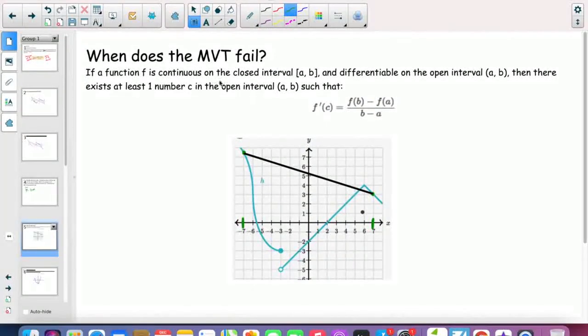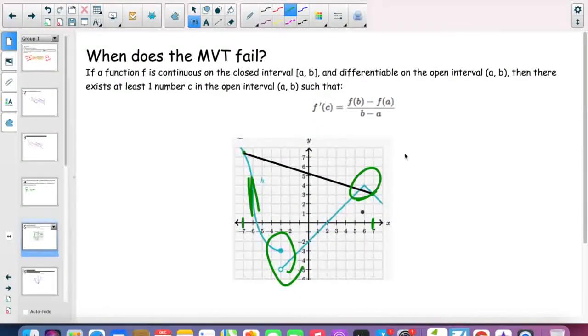Well, if you think about this, the conditions of the theorem are not met. F has to be continuous on the closed interval. Well, we see right here, it has a jump in the graph. It's not continuous. And then it tells us that the function has to be differentiable on the open interval. Well, if you look right here, it looks like there is a vertical tangent line in there somewhere, and it looks like it's not differentiable here at the sharp curve.